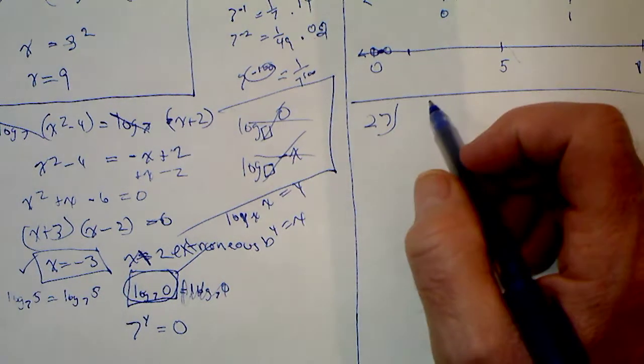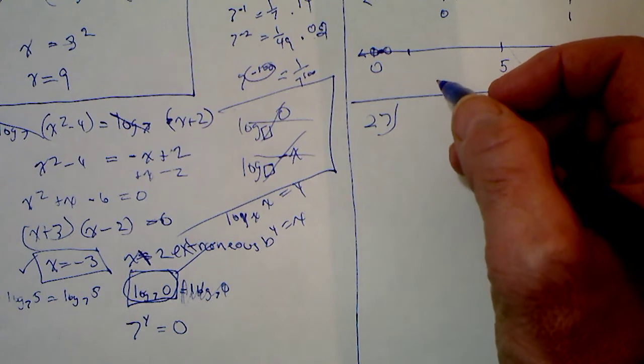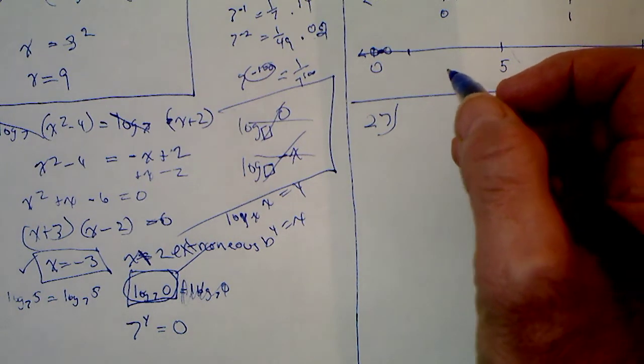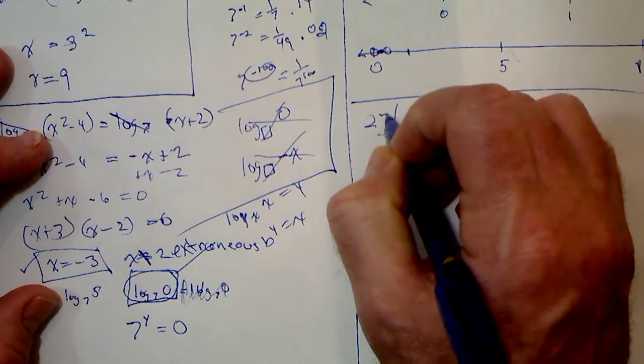No, that was 27. Oh, I skipped 21. I went to 27. So 29.